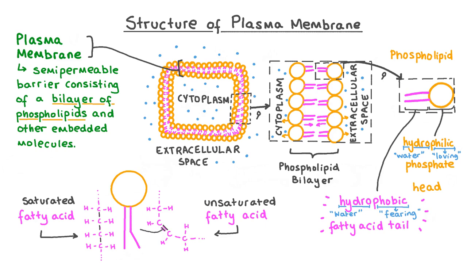This forms a kink in the unsaturated fatty acid. And you might have noticed that this portion of the unsaturated fatty acid contains less hydrogen than the same number of carbons on the saturated fatty acid. This is why it's called unsaturated, because it's not fully saturated with hydrogen atoms. These kinks in the fatty acid tails mean that the fatty acids cannot fit together as closely as they would with two saturated fatty acid tails. This increases the fluidity of the plasma membrane.